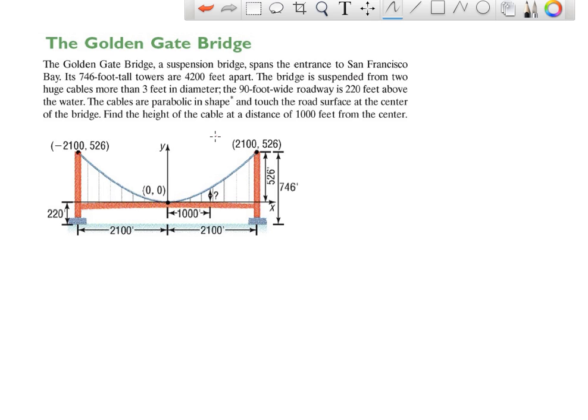The cables are parabolic in shape, somewhat, and touch the road surface at the center of the bridge. So they touch right there. Find the height of the cable at a distance of 1,000 feet from the center. So if it's parabolic, then that means that this is some sort of an x squared. And since they put the vertex right at 0, 0, we actually know that this particular quadratic is ax squared. It doesn't have anything else. And that should be enough to write the actual equation, because we know, for example, that this point has to be on that equation.